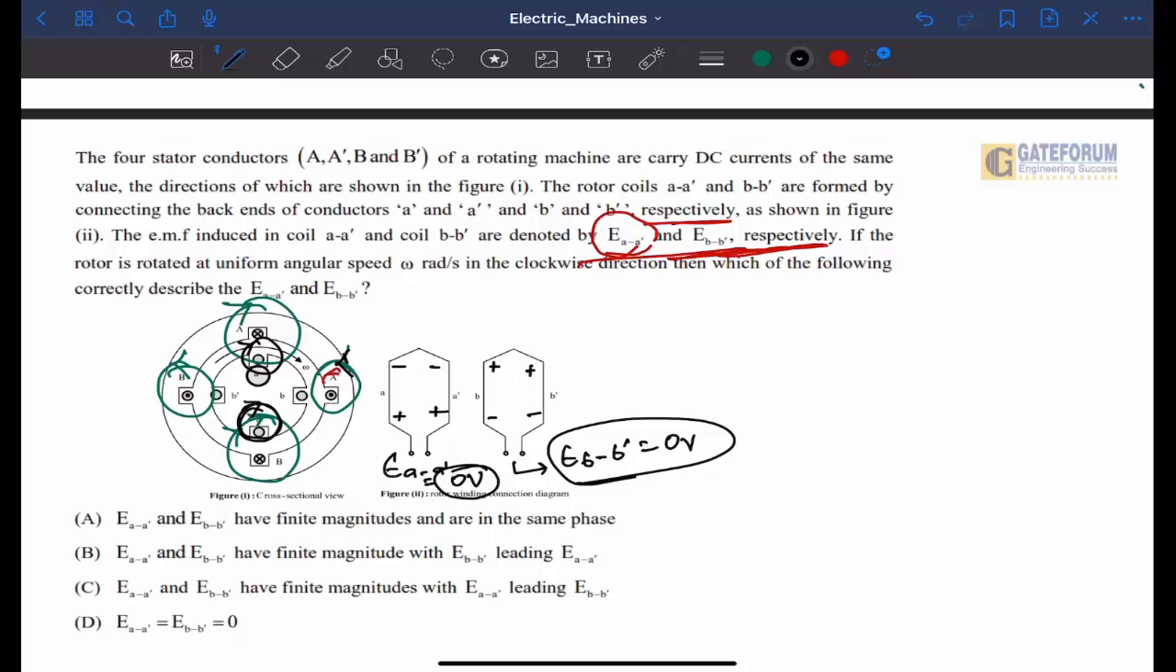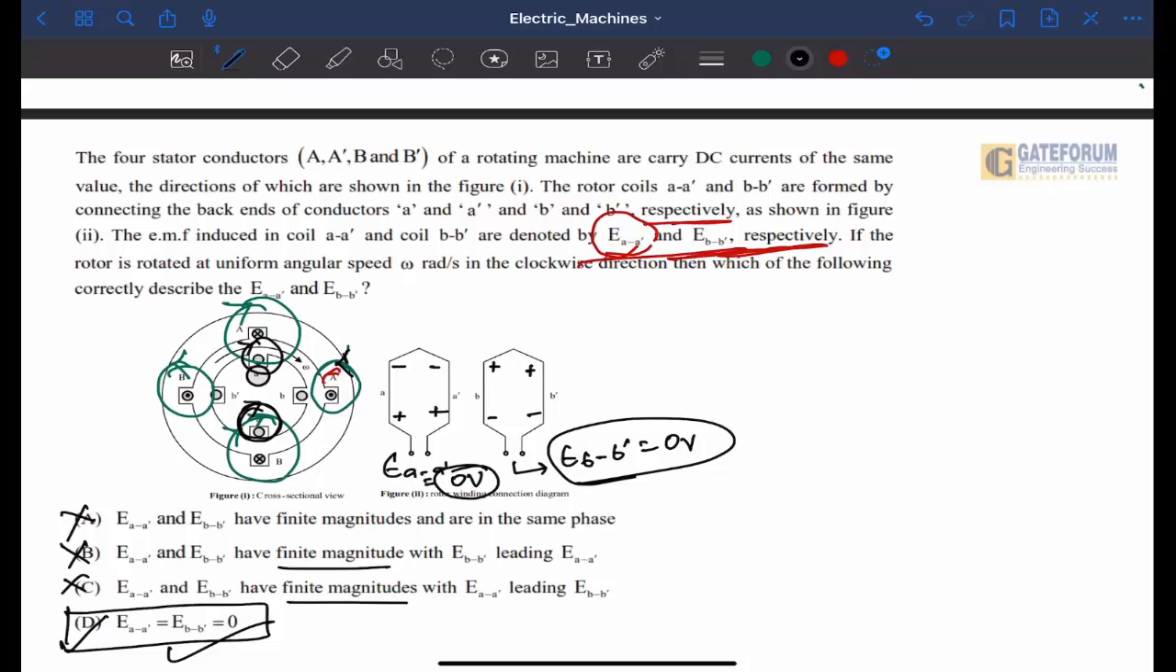Okay, so let's check the options one by one. In option A, EAA dash and EBB dash have finite magnitudes and are in the same phase. This is wrong, it is not finite, it is 0. Option B is also having finite magnitude and option C is also having finite magnitudes. Hence options A, B, C will not be correct, and option D is the more suitable and correct option. So for this question we have to select option D.